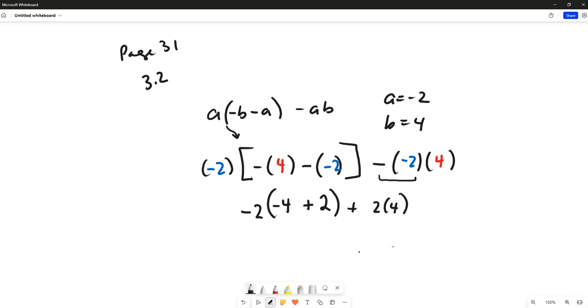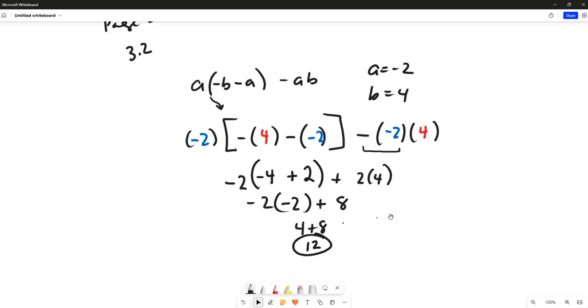Okay, now I'm going to do the work inside the parentheses. This is negative 2. 2 times 4 is 8. Negative 2 times negative 2 is a positive 4. 8 plus 4 is 12.